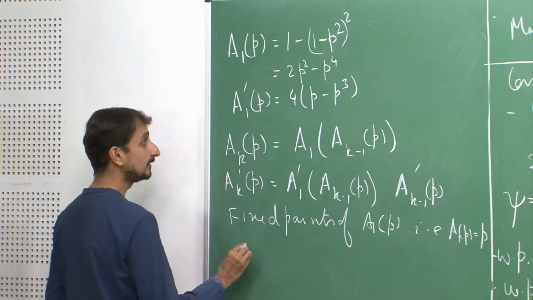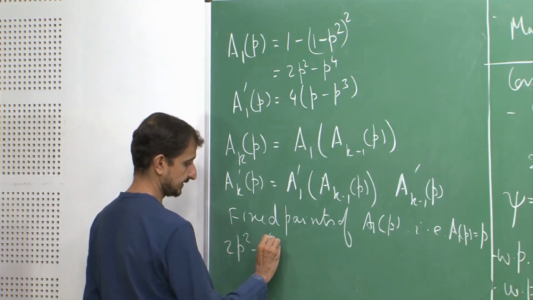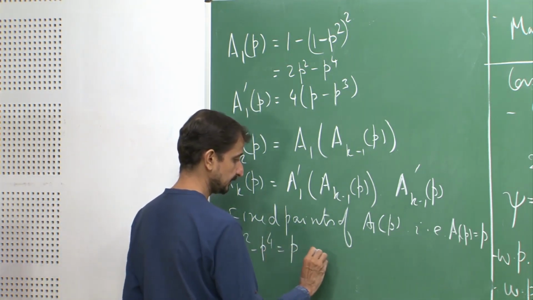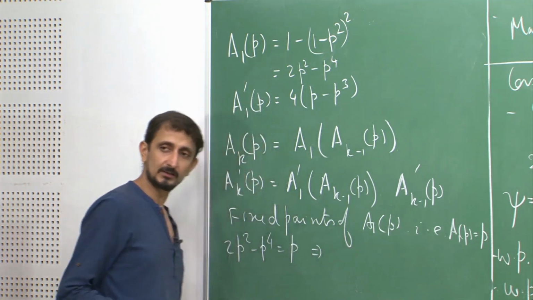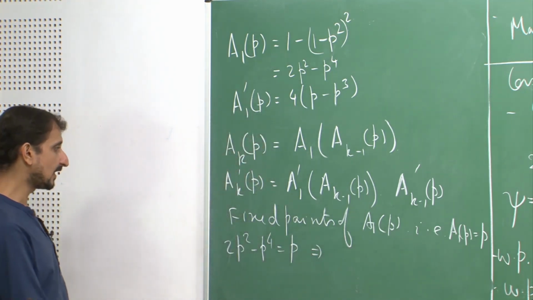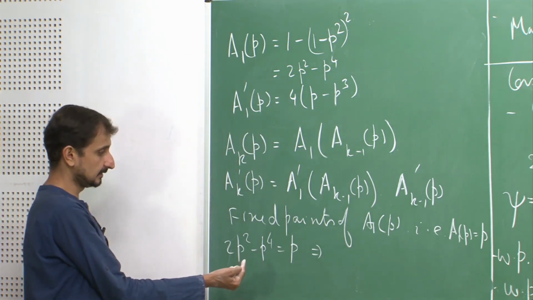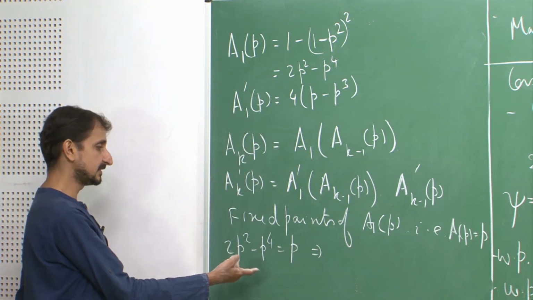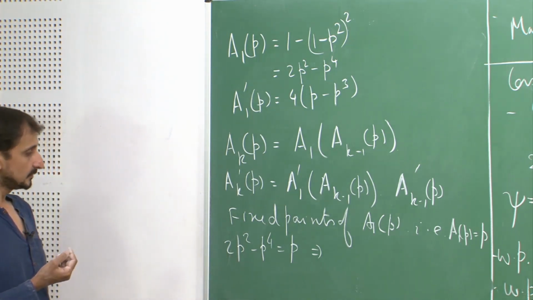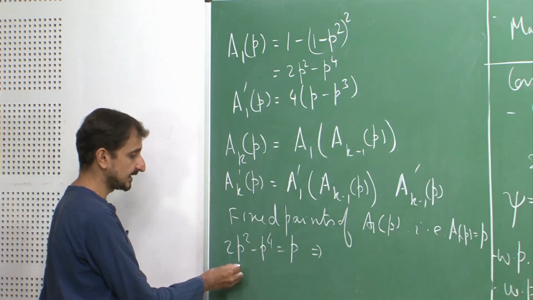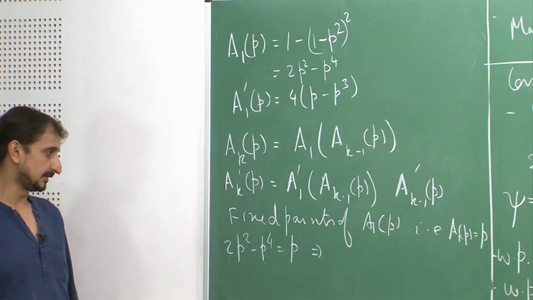Now, what is the fixed point? 2p square minus p to the power 4 equal to p. So, if we solve this, what are the fixed points? 0 is very obviously a fixed point. Anything else? Any other obvious fixed points here? If you take p equal to 1, on the left hand side you get 2 minus 1, which is 1, and on the right hand side also you get a 1. So, 1 is also a fixed point.